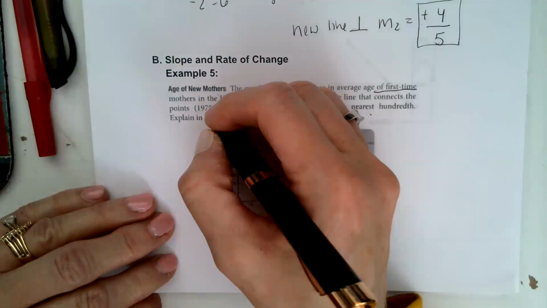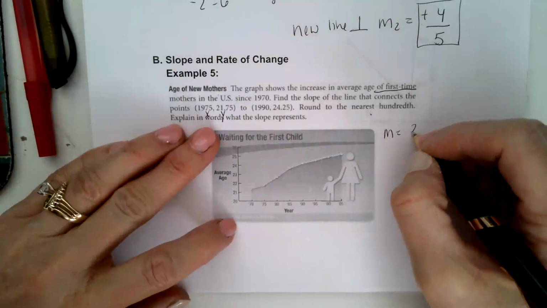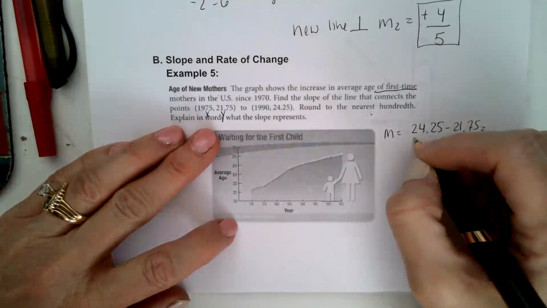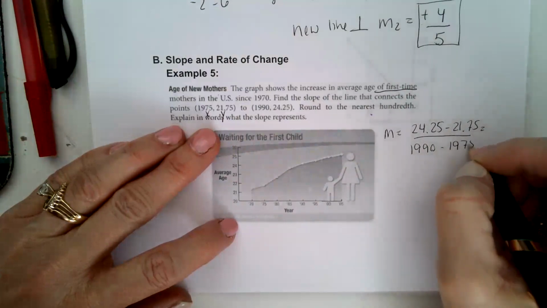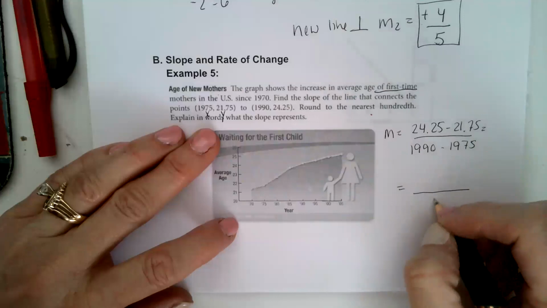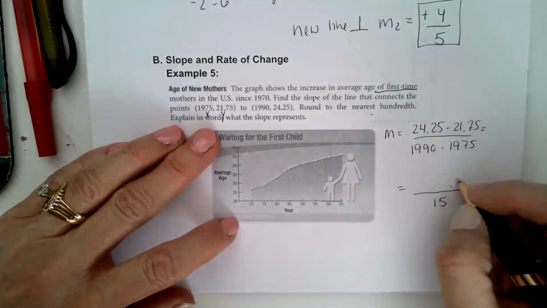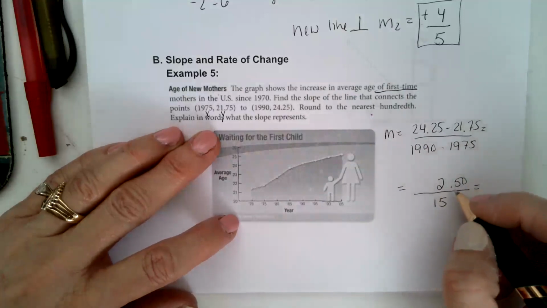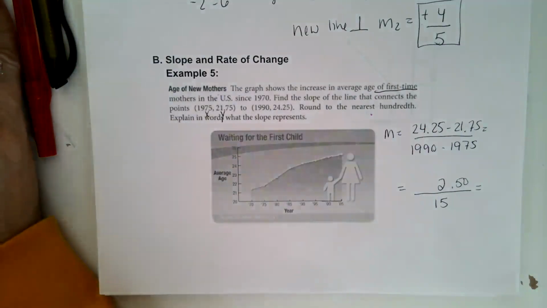So that means year is my X and age is my Y. So my slope is I'm going to take 24.25, subtracting 21.75 over 1990, subtracting 1975. So my change in years is 15 years, and my change in age is 2.5. So 2.5 years in the average age for every 15 years of change.